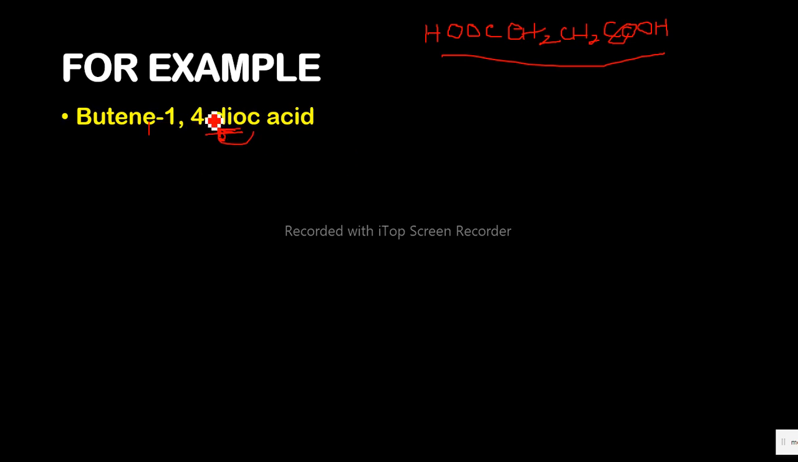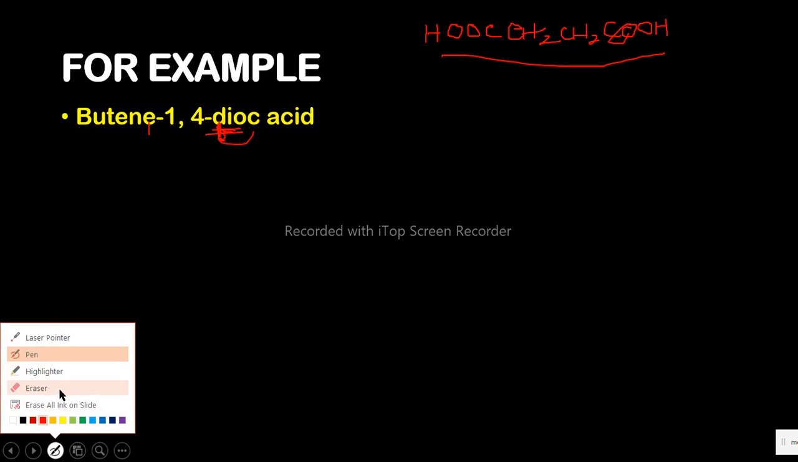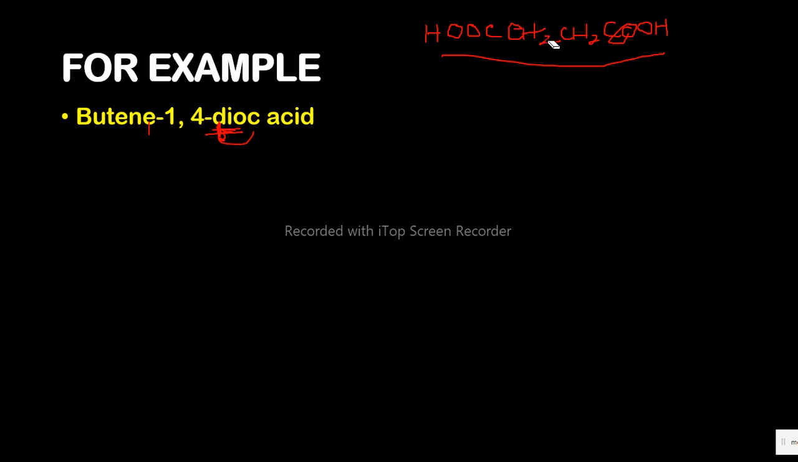So now, actually, sorry, it's butene. Oh my god, I didn't see the E. It's butene-1,4-dioic acid. Butene-1,4-dioic acid. So you have a double bond here and, sorry, another double bond here.